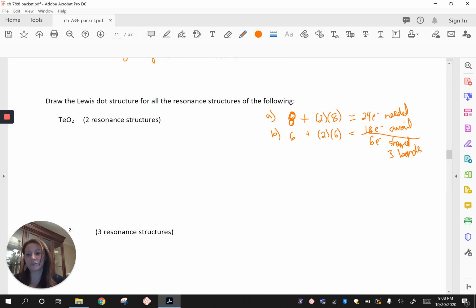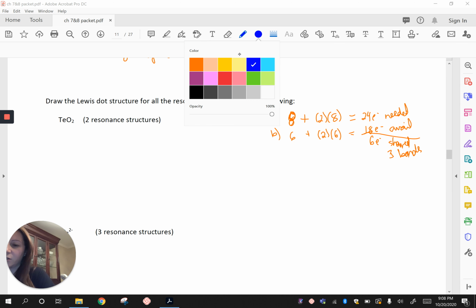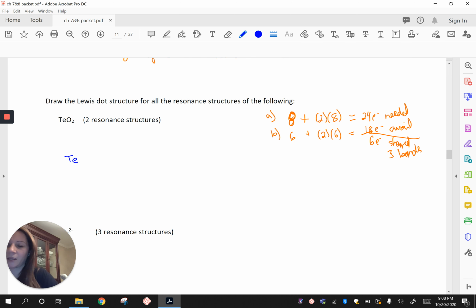Whenever we have resonance for this year, it's pretty safe to use the math. I would recommend that you do the math. It's always going to work. So we're going to draw these. I'm going to start with the tellurium, and I have 2 oxygens around. So I'm going to put 1 here, 1 there. And since it's telling me that I have 2 resonance structures, I'm going to draw 2 of these. So another tellurium with 2 oxygens here.